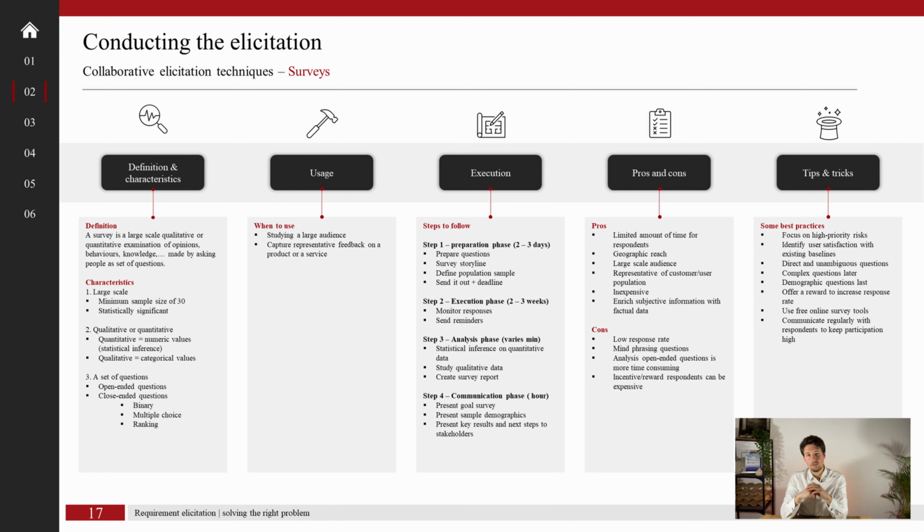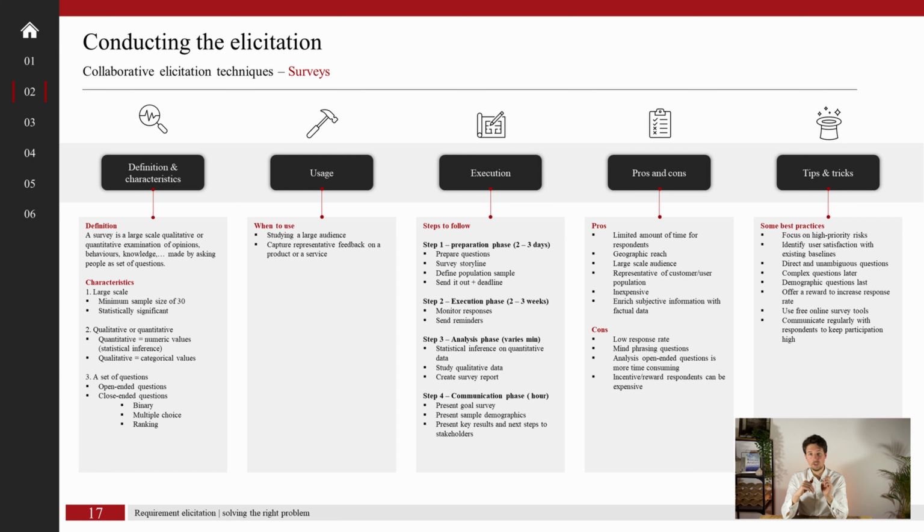Next, what are the disadvantages? Surveys usually have a relatively low response rate. You have to mind how you phrase your questions. Poorly worded questions may provide inaccurate information. The use of open-ended questions requires more time and analysis by the business analyst and is thus also more time-consuming. And finally, incentives for responding might come in expensive.